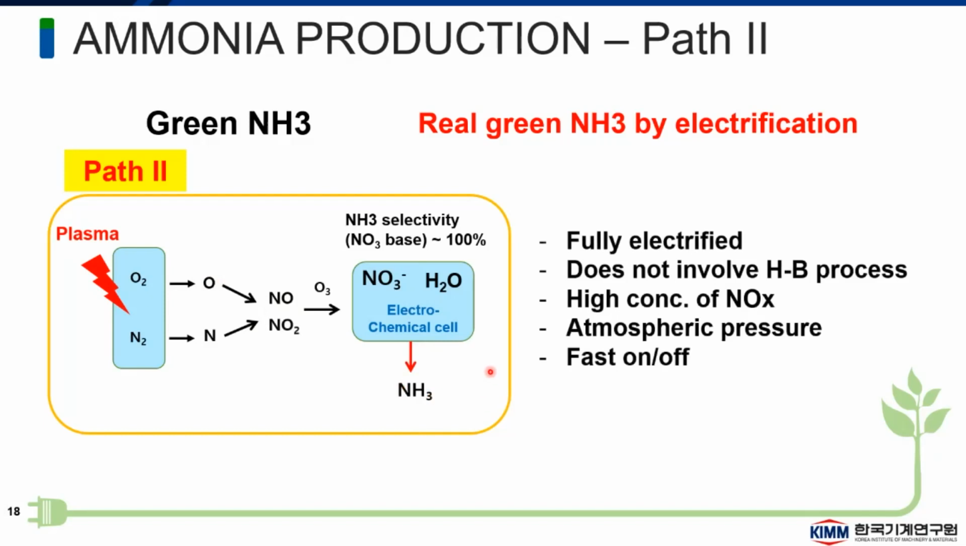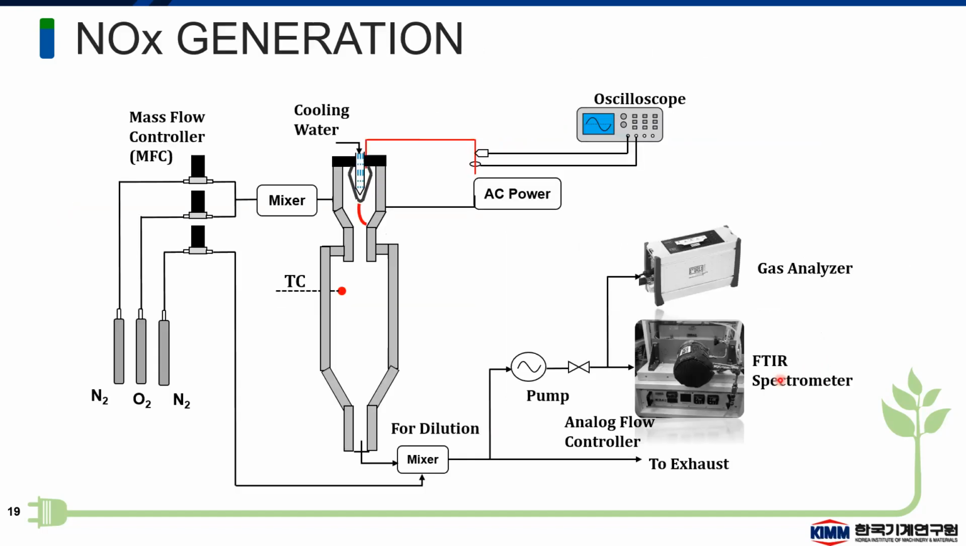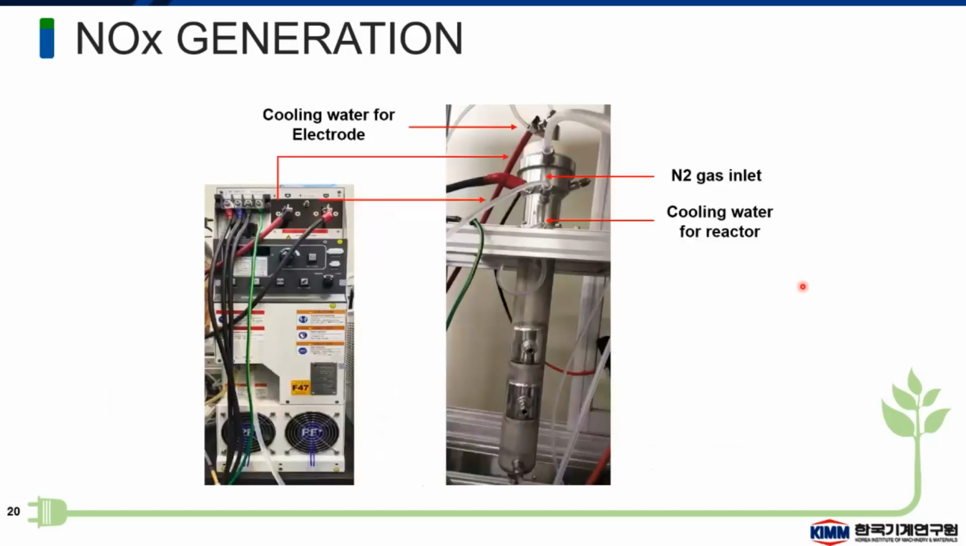So this also has similar advantages: it is fully electrified, does not involve the Haber-Bosch process, and we can get a high concentration of NOx, and it works at atmospheric pressure with fast switching. The reactor system is very similar to our previous system. The only difference is that in this work we only supply air and we didn't supply water. And we got a high concentration of NOx that we checked with FTIR and gas analyzer. Here is our reactor system with power supply.